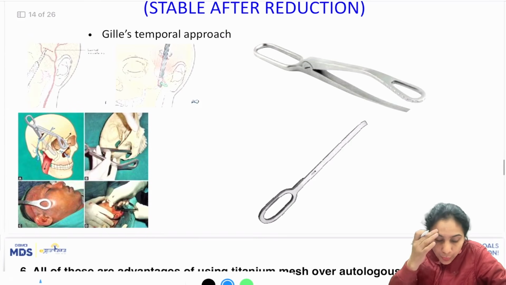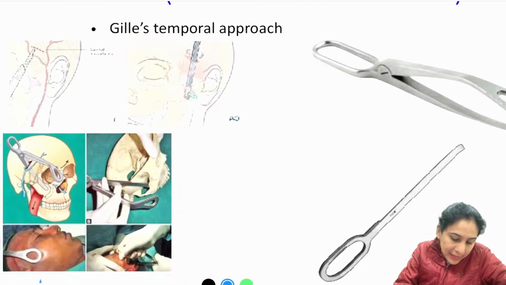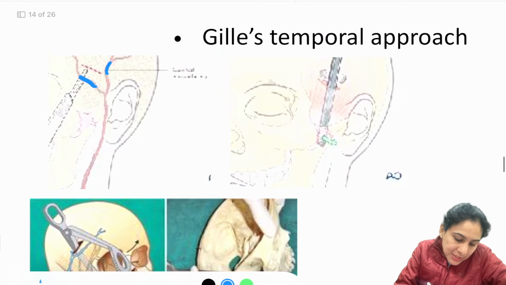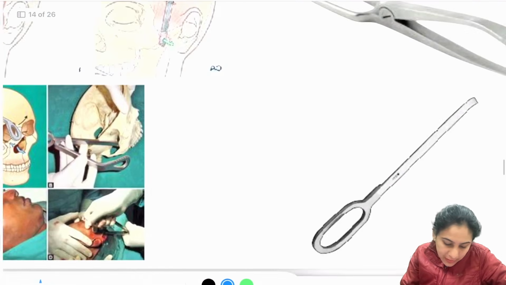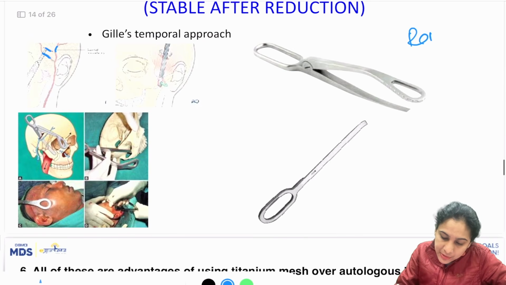So these are the two instruments. This is the incision, like I said, between the two branches of the superficial temporal artery, a 45-degree incision. You put your Bristow's elevator. Now these are the two elevators. This is the Rowe zygoma elevator. This is the Bristow's elevator.